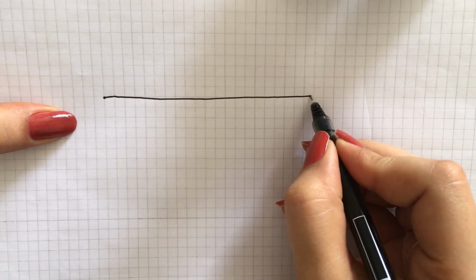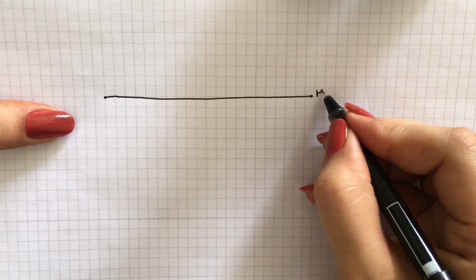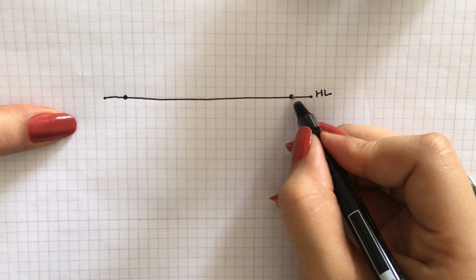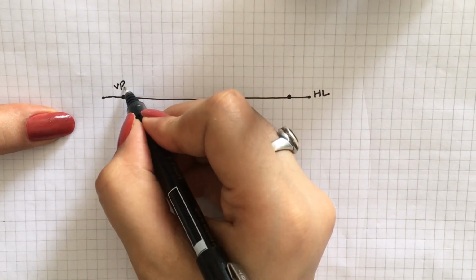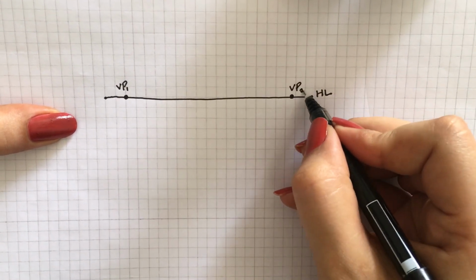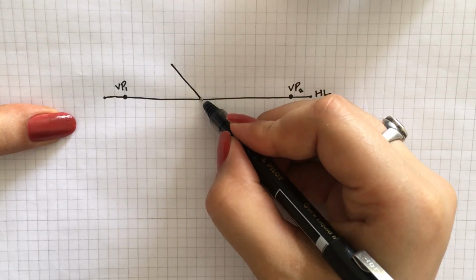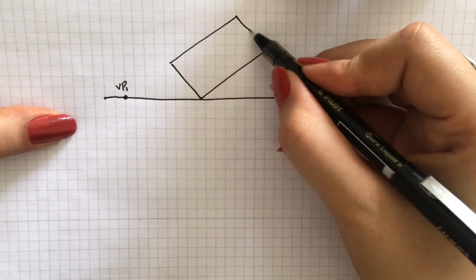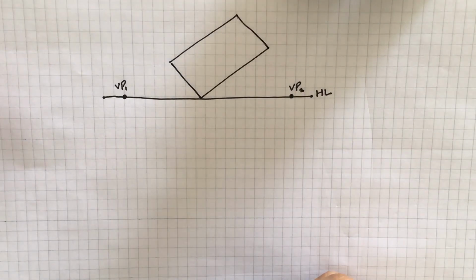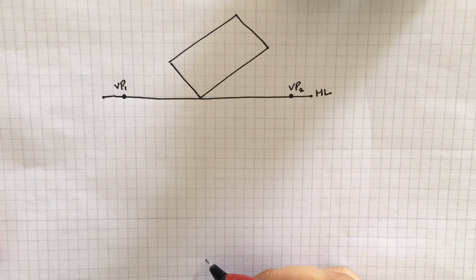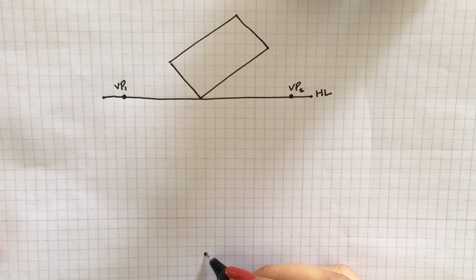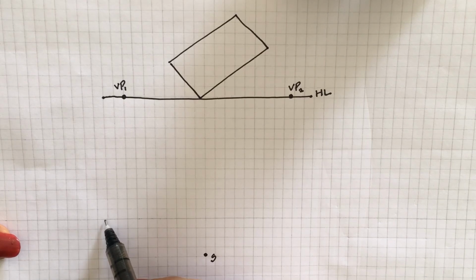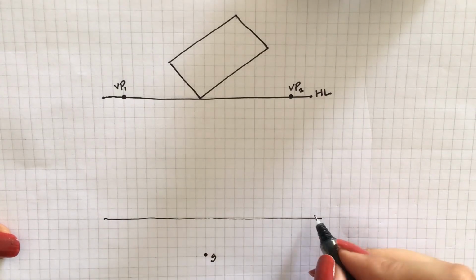Step 1, draw a line, mark 2 vanishing points, draw your object, okay, mark your station point, and your picture plane.